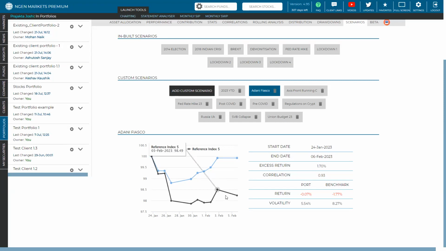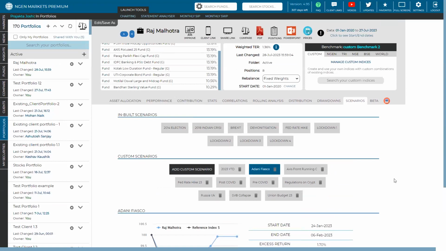And the black line is the benchmark line and the blue line is the portfolio performance. So the benchmark went down by a negative 1.77. On the other hand, the portfolio went down, but only by a negative 0.07. So this is analysis that you can definitely highlight. That was the scenario analysis.